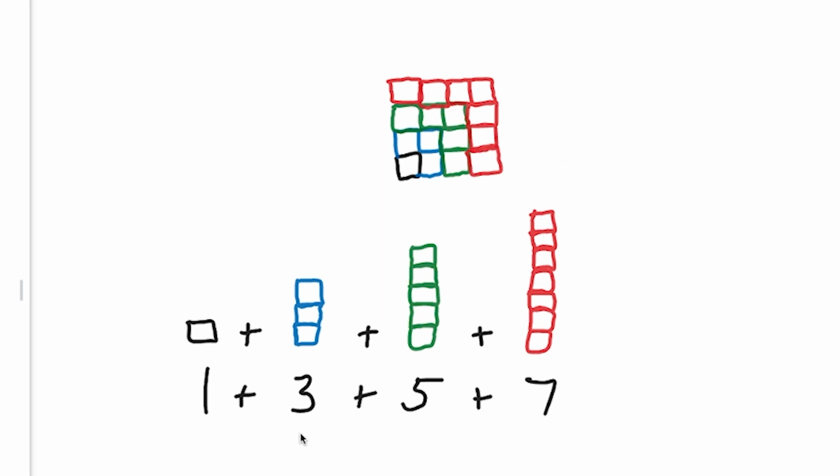And how many natural numbers are we summing here? We're summing the first 4 odd natural numbers. Our square has sides of length 4. Let's do one more. So we'll add 9 here.